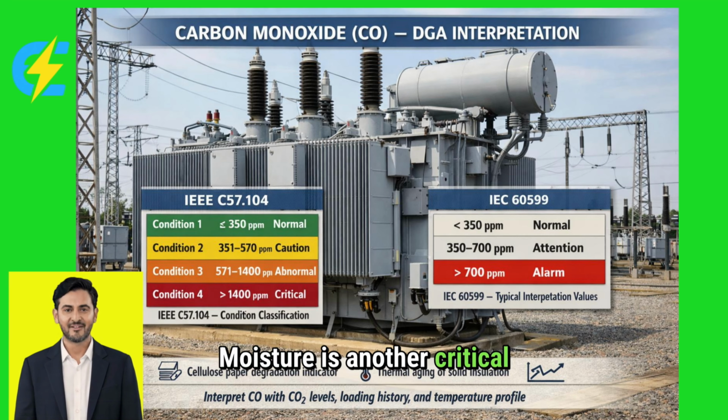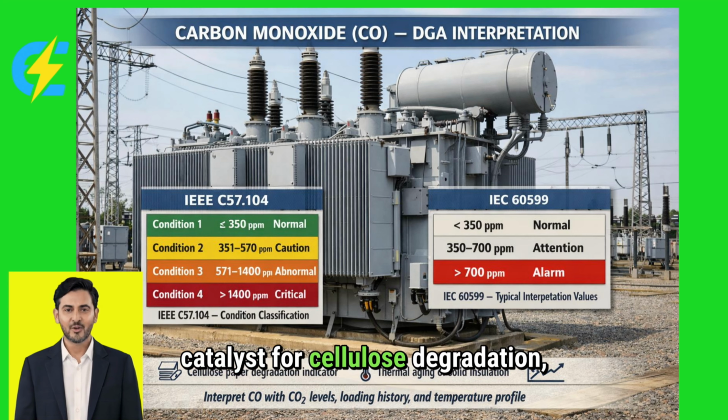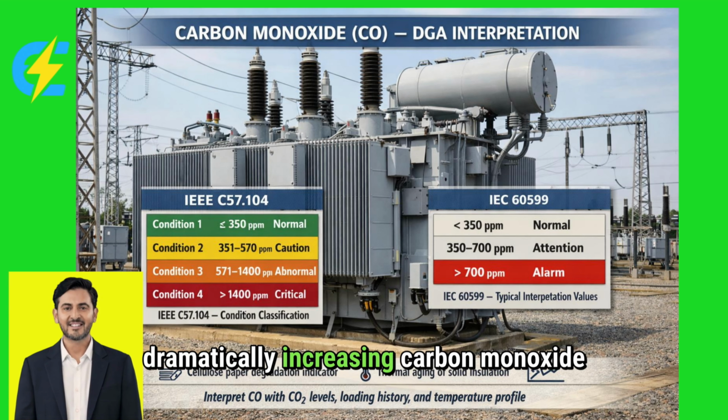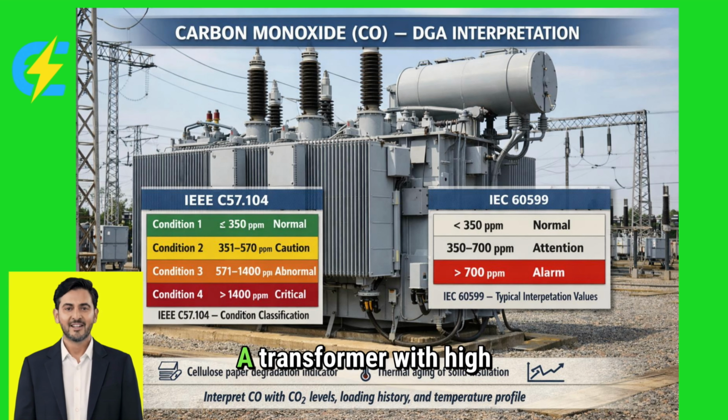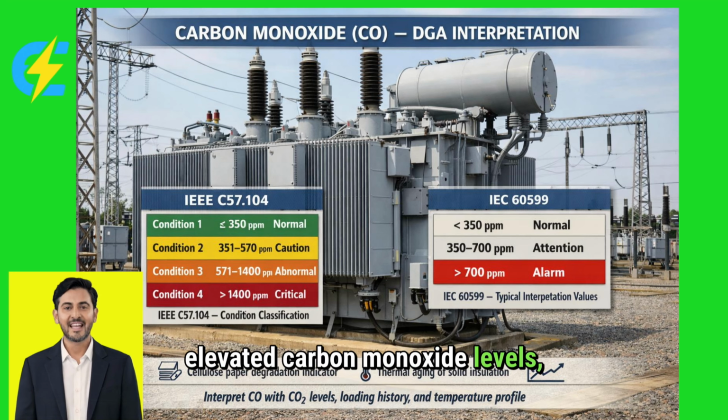Moisture is another critical factor. Water in the insulation system acts as a catalyst for cellulose degradation, dramatically increasing carbon monoxide production. A transformer with high moisture content will show elevated carbon monoxide levels even at normal operating temperatures. This is why moisture control through proper maintenance and monitoring is so important.